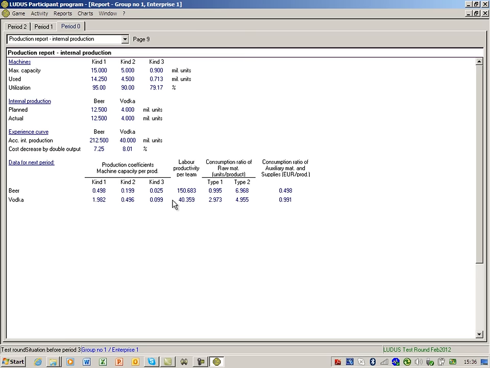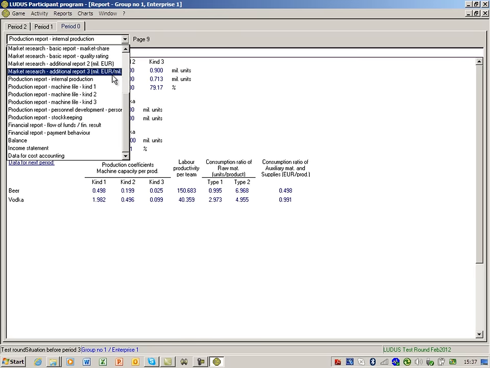If you increase the accumulated internal production, these figures will decrease, and the labor production of the teams will increase, because with the experience you behave more efficiently. So this means here you can see in which level you are. This is important. These figures are important to calculate the number of workers you need and the number of raw material and so on. Everything is described in the manual again.